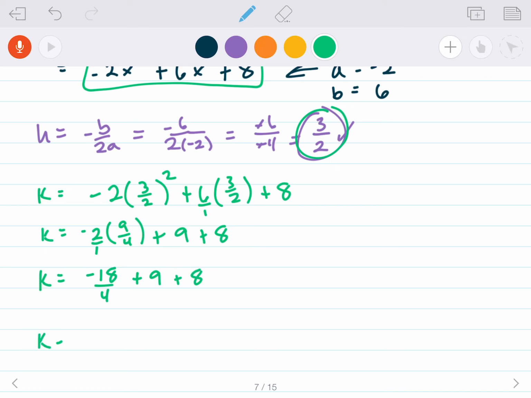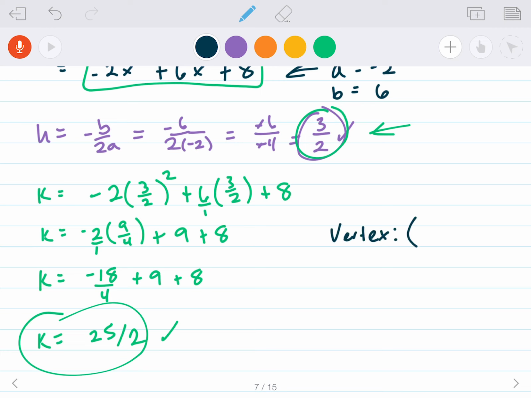If I put this in Desmos, or your graphing calculator, whatever calculator will simplify for you. I don't like to simplify by hand. It seems like a waste of time a little bit, but I get 12.5, or in fraction form, 25 over 2. So this is k. We got h up here. So our vertex, putting this all together, h comma k, is 3 over 2 comma 25 over 2. And that is our answer, you guys.